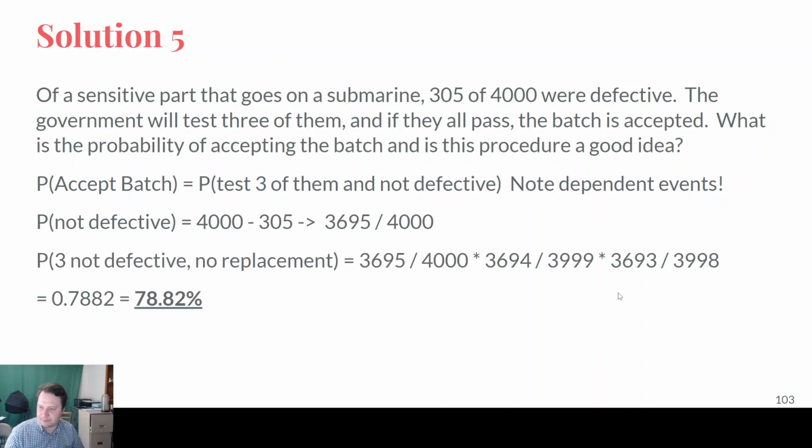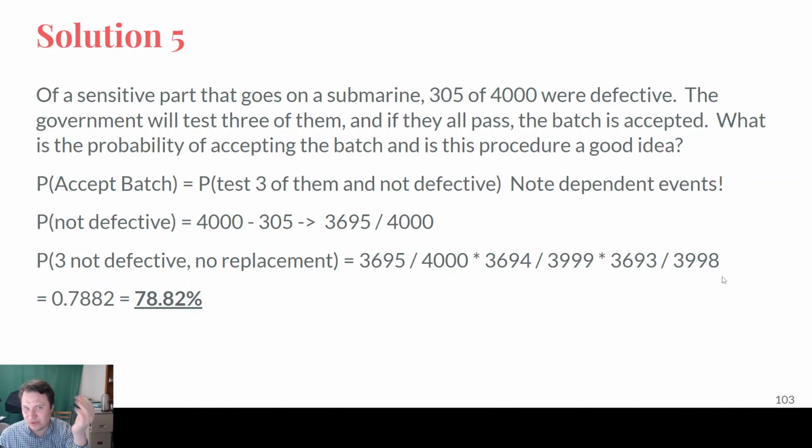Watch how it works. The probability that the first one is good is, as I just said, 3,695 out of 4,000. But now because these are dependent events, we can't pick that part anymore, and so there's one less good part and one less in the total. So the probability of testing the second one being good is 3,694 out of 3,999. And then finally, the probability of picking a third part that's good, again, we need to take one good part away, and we need to take one out of the total. And so the third one is 3,693 out of 3,998.